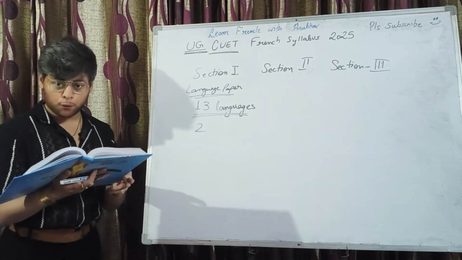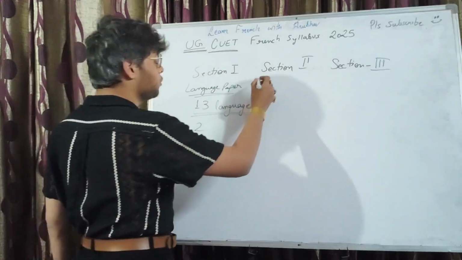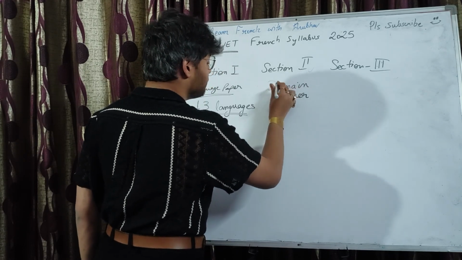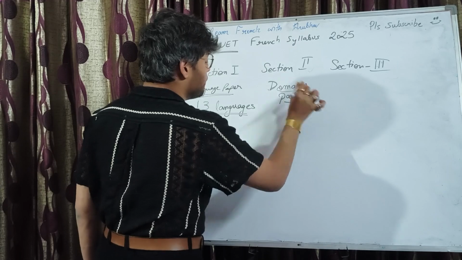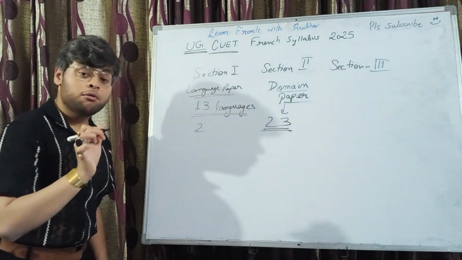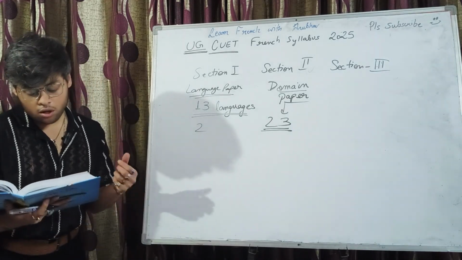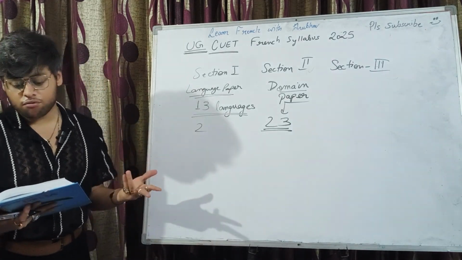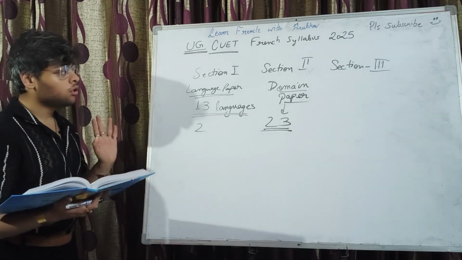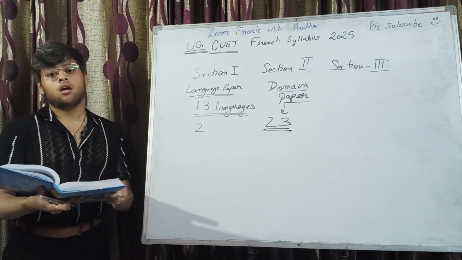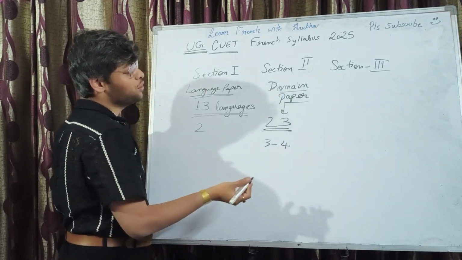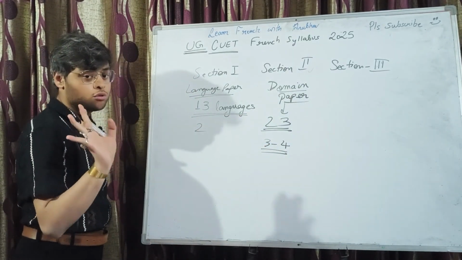Now we have section 2. Section 2 is your domain paper. Domain paper available in 23 domains, such as accountancy, agriculture, chemistry, history, economics, geography, and so on, home science, etc. We have total 23 domain papers, right? You can opt for maximum 3 to 4. Like, not 3 is to 4, that's the ratio. 3 to 4 domains you can maximum choose.